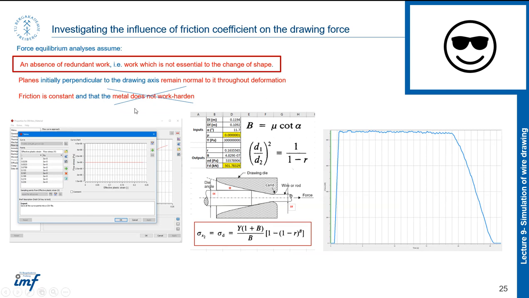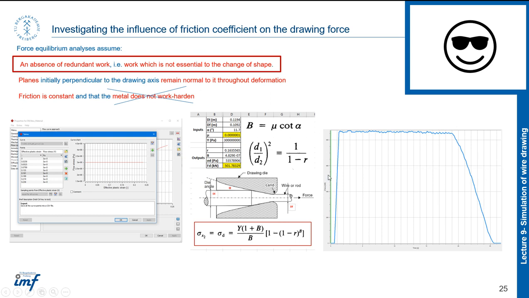This is another try. I want to exclude the effect of work hardening. We can assume in the simulation that the material is not work hardened, so we can give a constant value for the flow stress here, and this is the value 300 megapascal. So I gave the same constant value in the table, and then I ran the simulation again, and okay, this is the result.